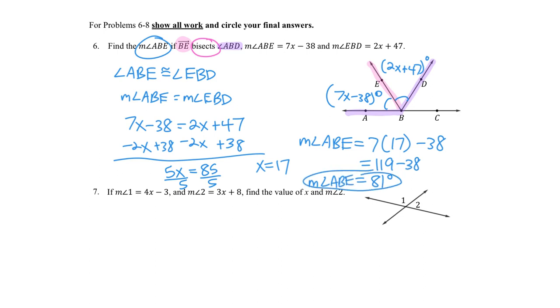You can easily check your answer by making sure that this is also 81 degrees when x equals 17, because these two angles are supposed to be the same. So let's try it. 2 times 17 is 34 plus 47. 34 plus 47 is indeed 81. So that took me approximately 3 seconds to get that done and check.